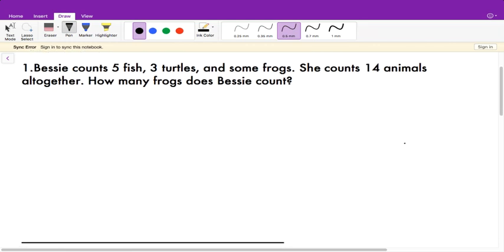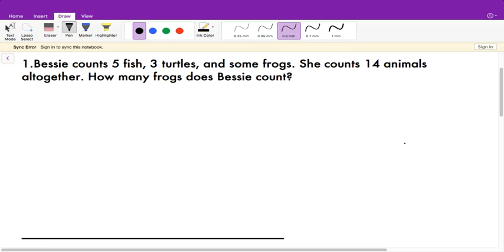Okay, let's look at number 1. Let's read it together. Ready? Bessie counts 5 fish, 3 turtles, and some frogs. She counts 14 animals altogether. How many frogs does Bessie count?